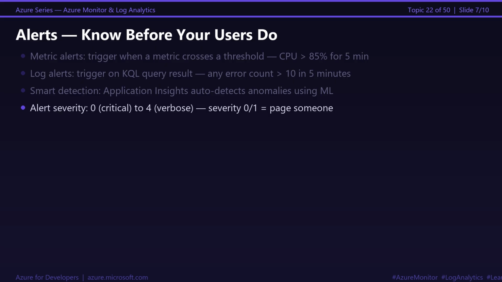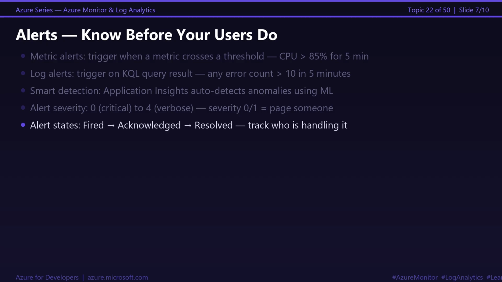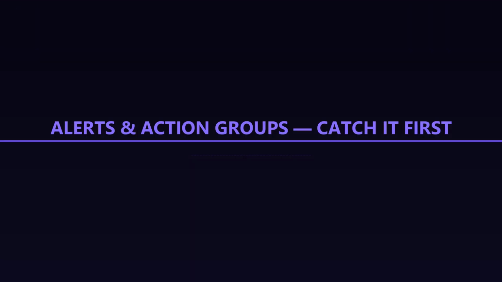But here is where it gets powerful. Actions can run code. An alert fires, and automatically, an Azure Function runs a remediation script. A Logic App creates a ServiceNow ticket. A webhook notifies your PagerDuty on-call rotation. A runbook in Azure Automation restarts the affected service.